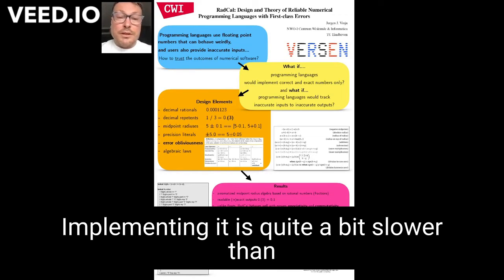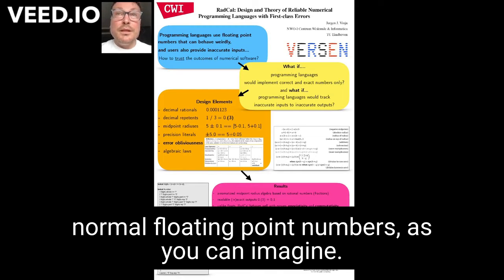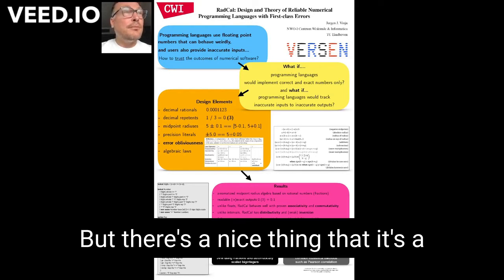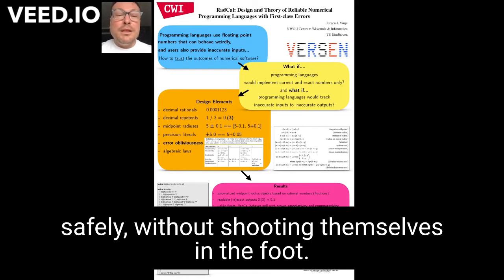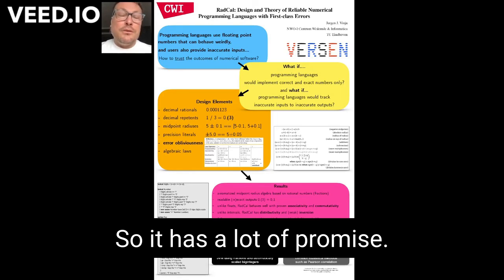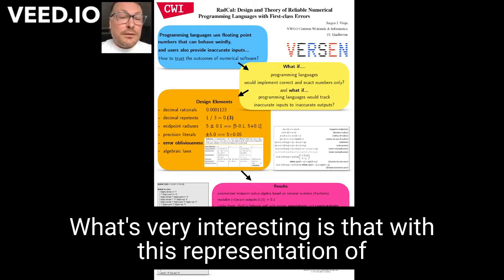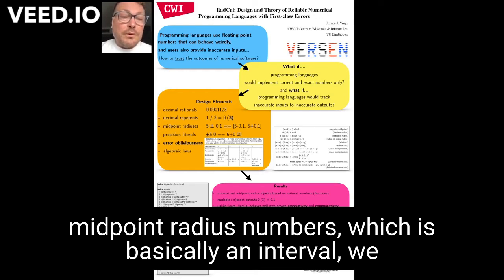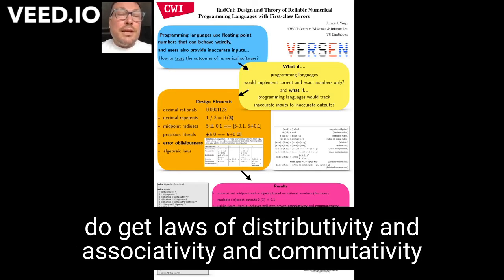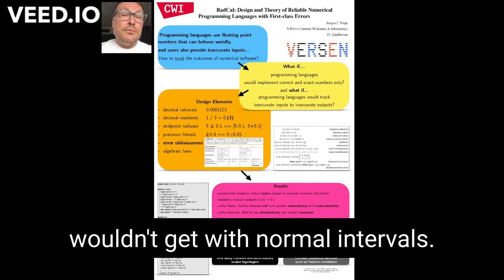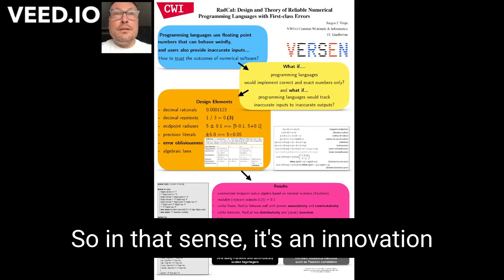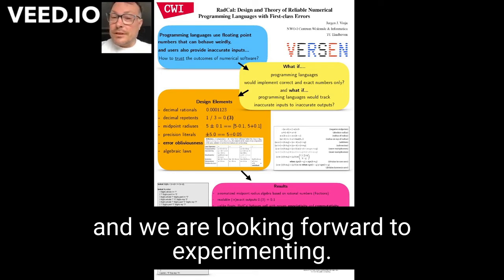It is quite a bit slower than normal floating point numbers, as you can imagine. But there's the nice thing that it's a closed abstraction, that people can just compute with it safely without shooting themselves in the foot. So it has a lot of promise. What's very interesting is that with this representation of midpoint-radius numbers, which is basically an interval, we do get laws of distributivity and associativity and commutativity, and even a weak version of inversion, which you wouldn't get with normal intervals. So in that sense it's an innovation, and we are looking forward to experimenting.